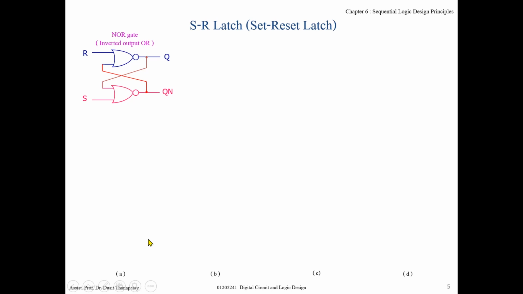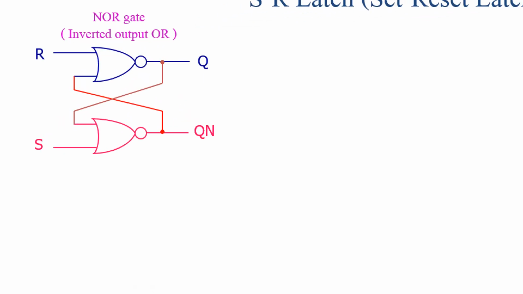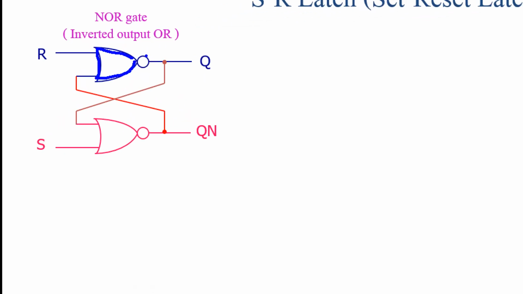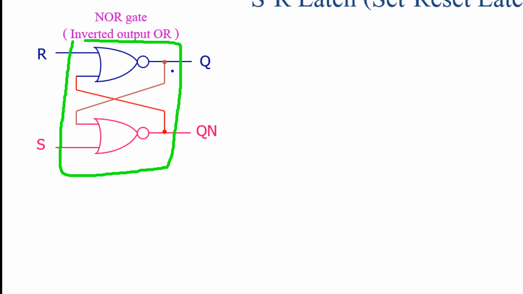Okay, now let's consider this circuit. In this circuit, there are NOR gates, or actually you can consider each as an OR gate with an invert at the output, namely an active low output. And this circuit has two external inputs, R and S. If you consider the system at this point, the outputs are Q and QN, and the inputs are R and S.